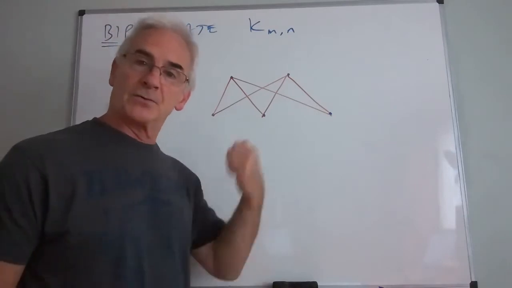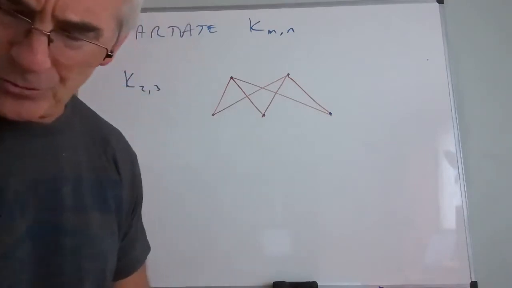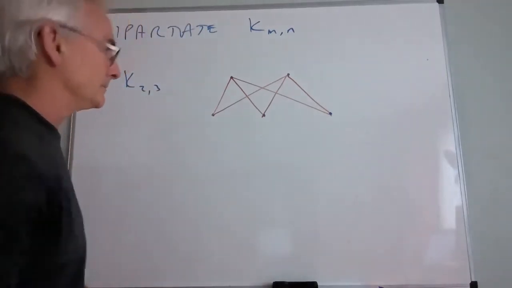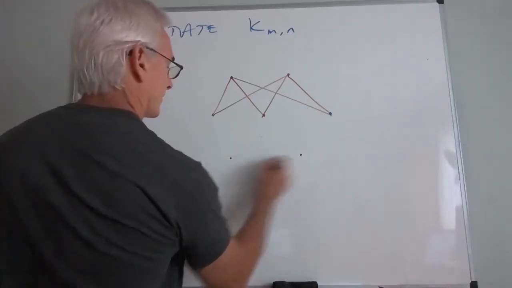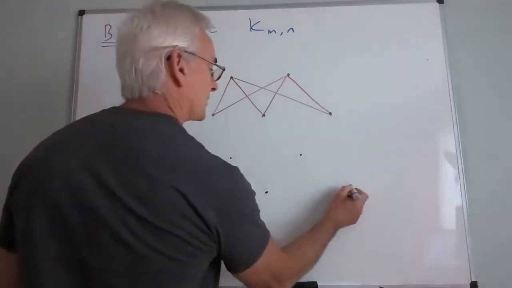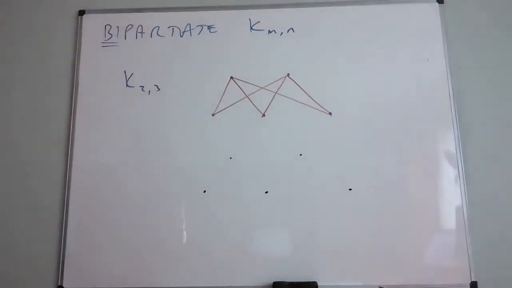So now let's go to this graph right here. Can you draw K2,3 without any of the vertices crossing? Okay, well, let's do it.